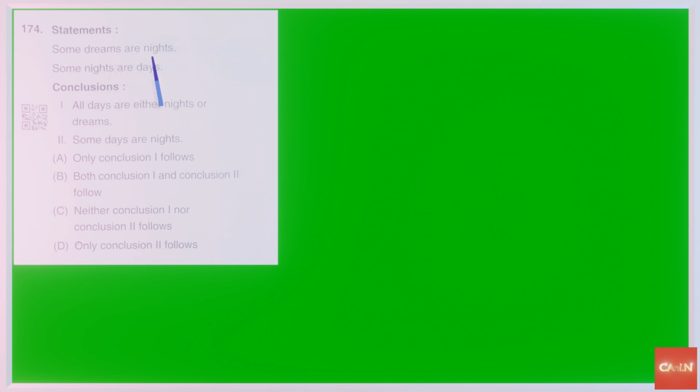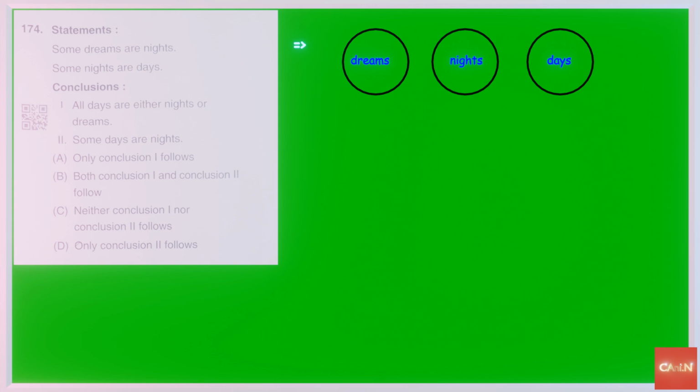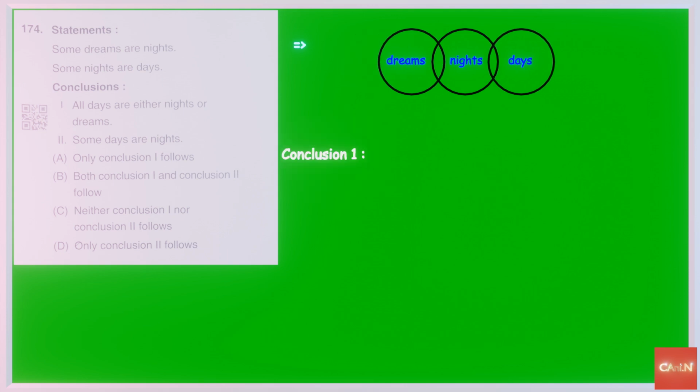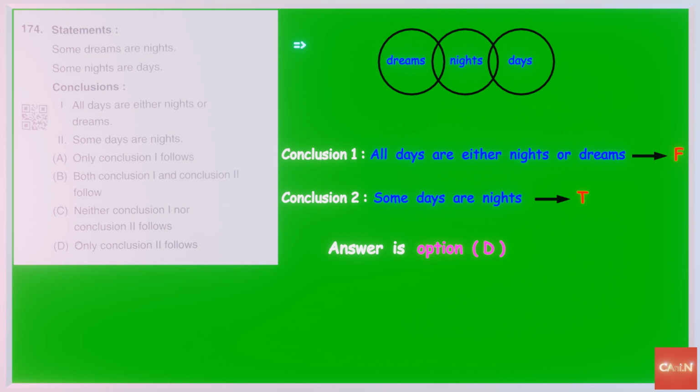Some dreams are nights. Some nights are days. Let us make a diagram from the statements. Conclusion 1. All days are either nights or dreams. From the diagram, we can observe that this conclusion is false. Conclusion 2. Some days are nights. This conclusion is true. Hence, the answer is option D.